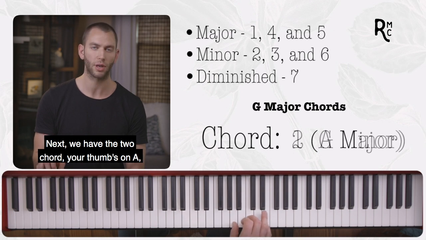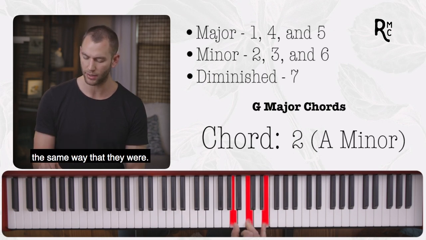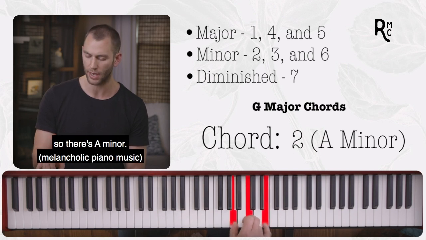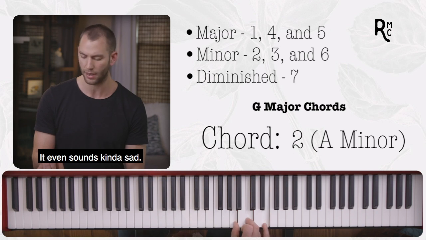Next, we have the 2 chord. Your thumb's on A, and your fingers are split out the same way that they were. This is your A minor chord, because your thumb's on A, and the 2 is minor. So there's A minor. It even sounds kind of sad.